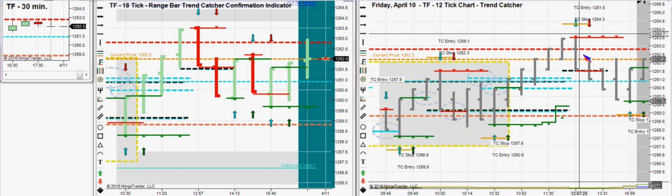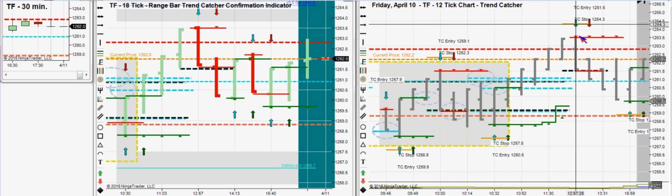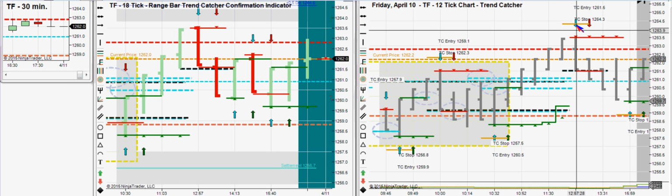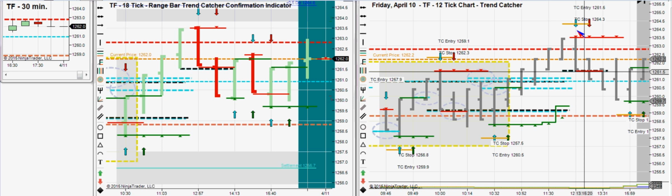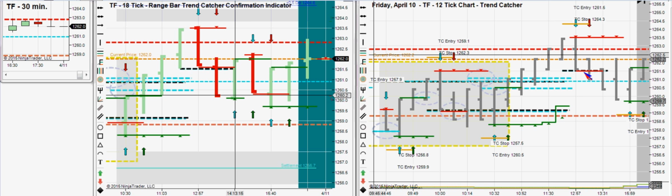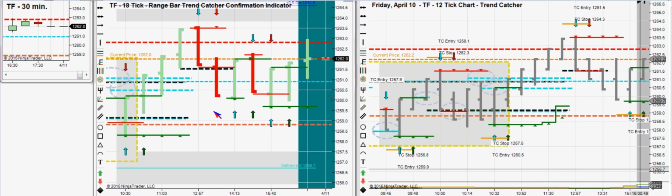I wait for the cyan arrow to post on the right hand side chart. And when I get a signal like that that says, hey, heads up, there's an entry coming, I go over to the range bar chart on the left, and I try to determine if this is an entry that I in fact want to take.